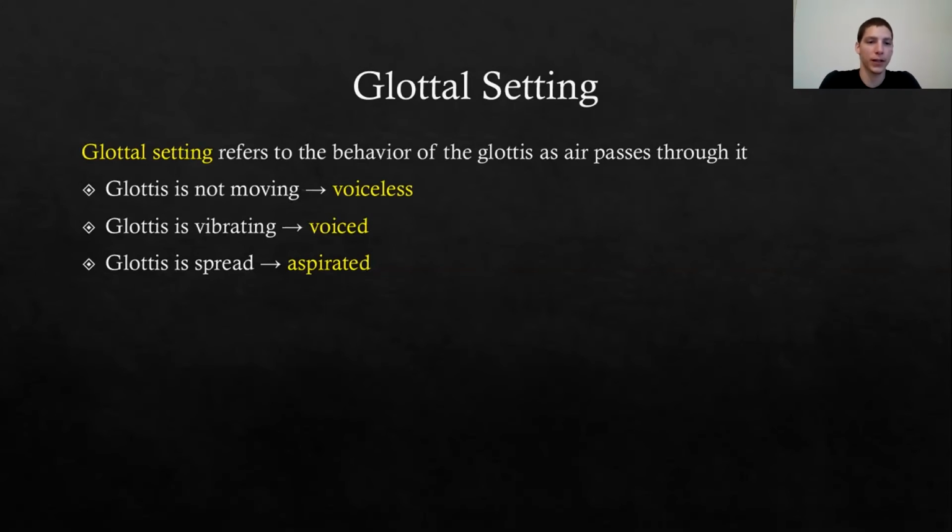So when the glottis is spread and you get the puff of air, you can see those in, for example, P, T, and K. And you can feel these with your hand. If you put your hand in front of your mouth and you say P, you should hit your hand with a little puff of air. So those are aspirated sounds.